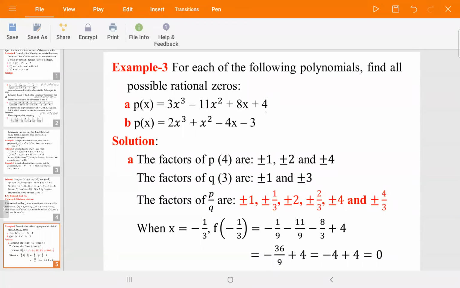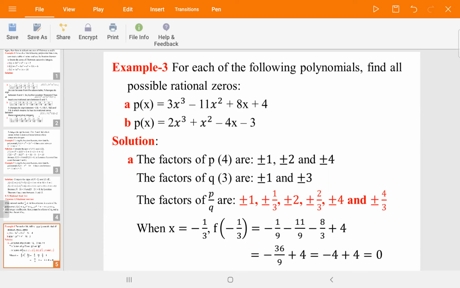The constant term of a polynomial is p. Its leading coefficient is q, because as you remember in the theorem, it is explained as: first, list the factors of p over q in its simplest form.